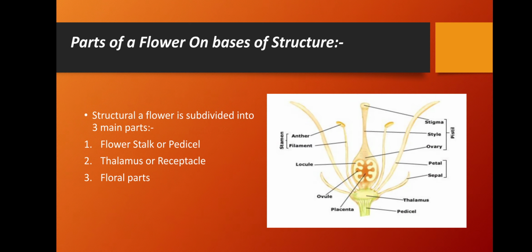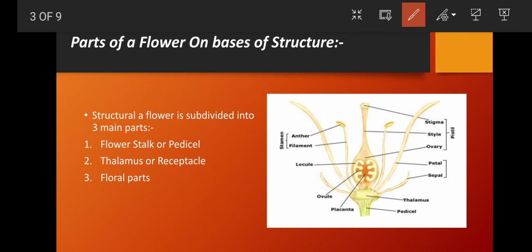Parts of a flower on the basis of the structure. A typical flower can be subdivided into three main parts: flower stalk, thalamus, and floral parts. So let's discuss these parts of the flower. First is your flower stalk, which is also termed as your pedicel. It supports the flower and is the point of attachment. The floral leaves are arranged on the swollen upper part of the flower stalk. In the picture given there, this is your pedicel.